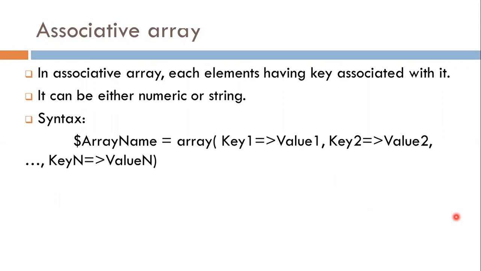The syntax of associative array is $array_name equal to array, then in brackets key1 equal-to-greater-than value1, then key2 value2, and it continues up to key n and value n. So each and every value is associated with a particular key, and it is not compulsory that these keys are consecutive, meaning in sequence.